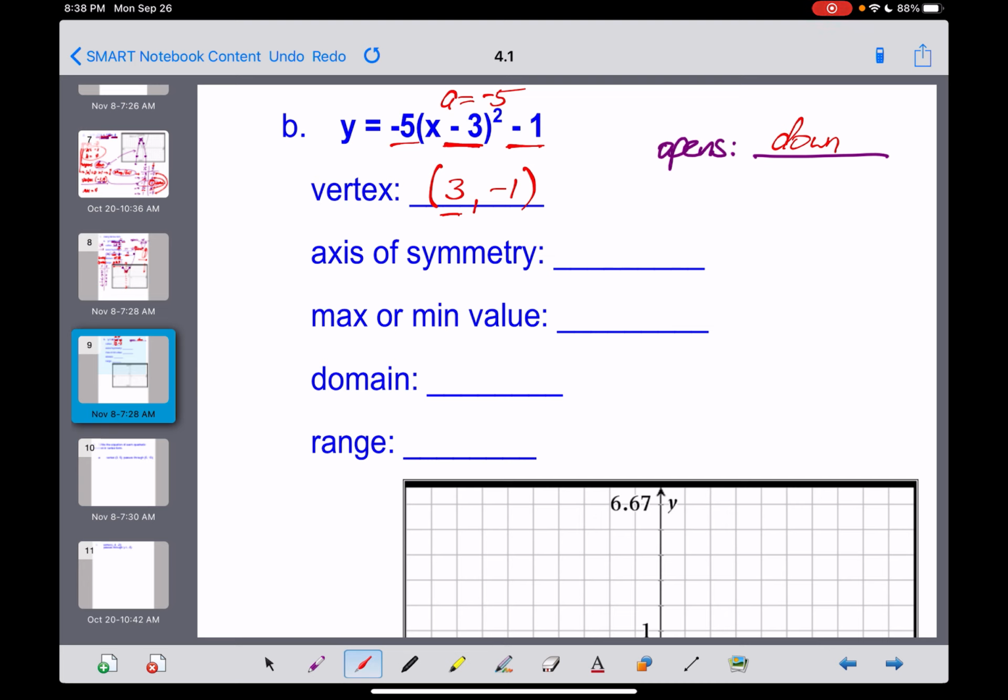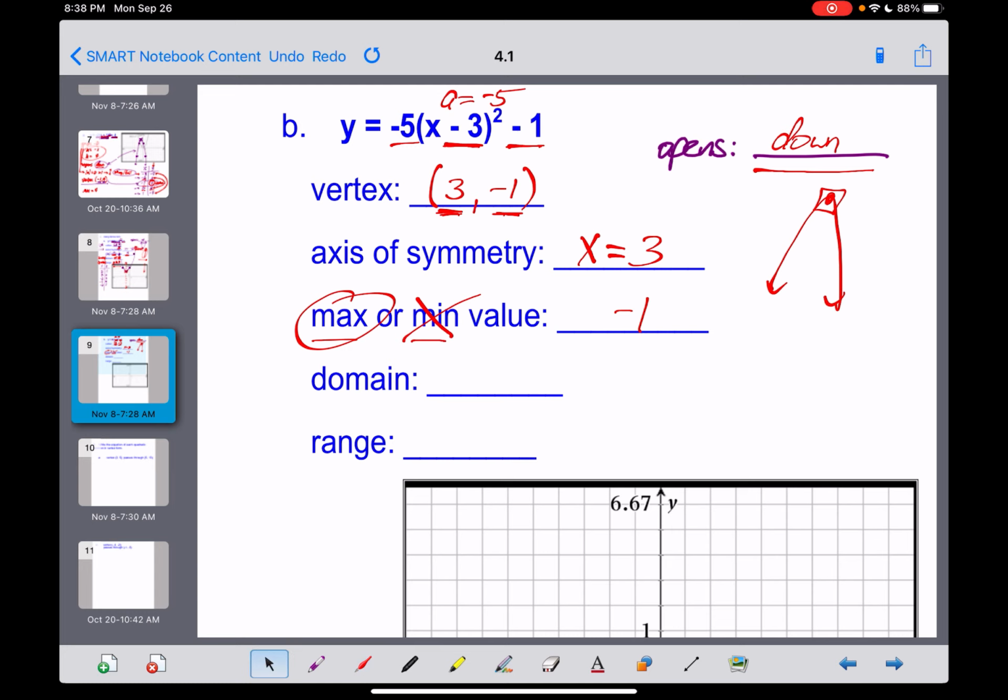The axis of symmetry, we said, is just the line x equals h. Here was our h value there, so x equals 3. The minimum or maximum value is the y-coordinate of the vertex, so that's going to be -1. And since this parabola opens downward, it's going to look like this. This point right here is which one of those, guys? A maximum or a minimum value up at the peak? That's a maximum value. This one doesn't have a minimum. And I'll come back to domain and range in just a second.